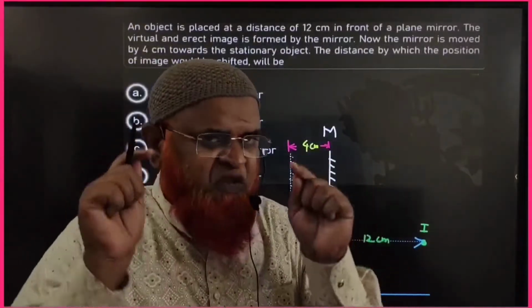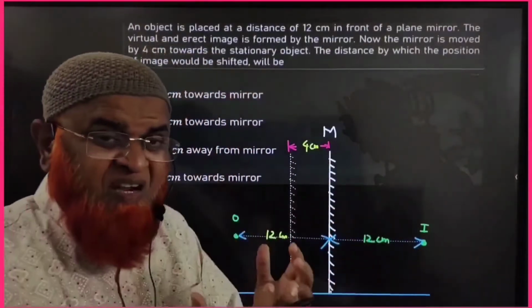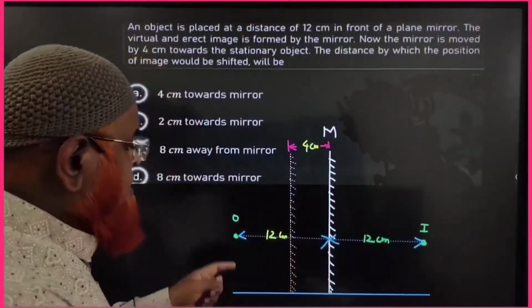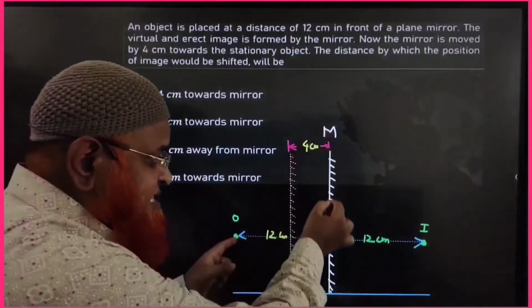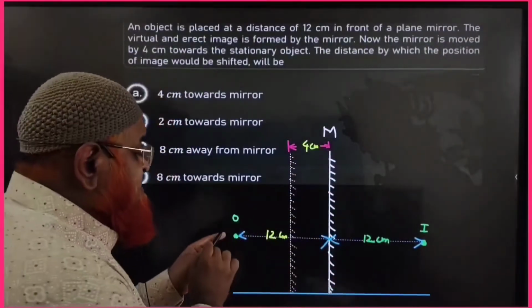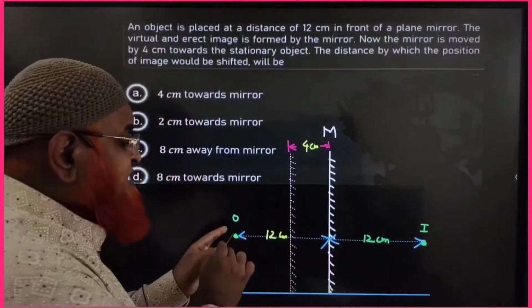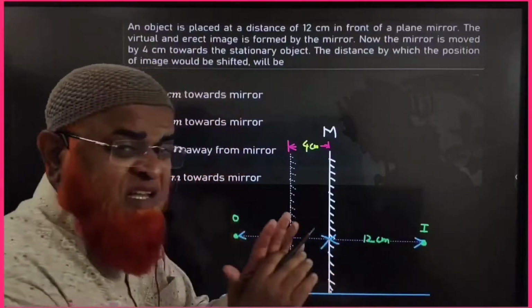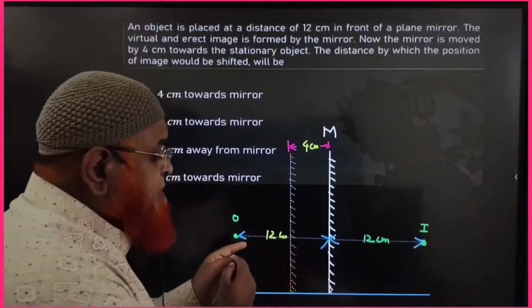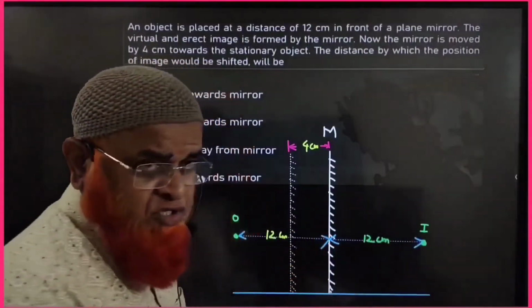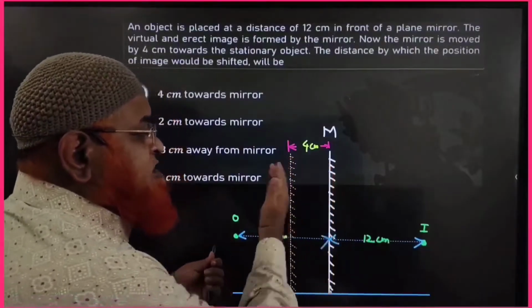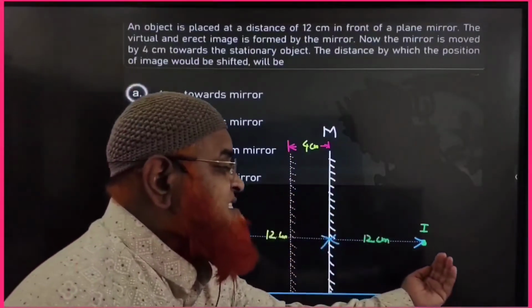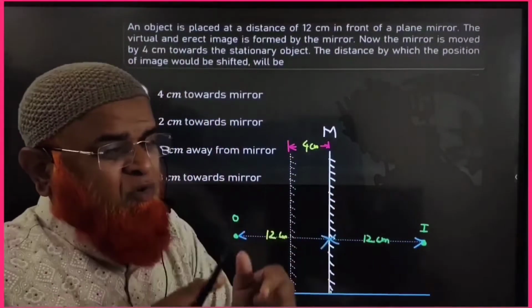My dear students, this is a previous year question of a mirror shifting. Now, this is an object and this is the original position of a mirror. The distance is 12 centimeters. That means from the object to the mirror and the mirror to the image, the distance is going to be the same. That means this is 12, so that is also 12. If the mirror is shifted 4 centimeters, how much distance is the image shifted? That is the question here.